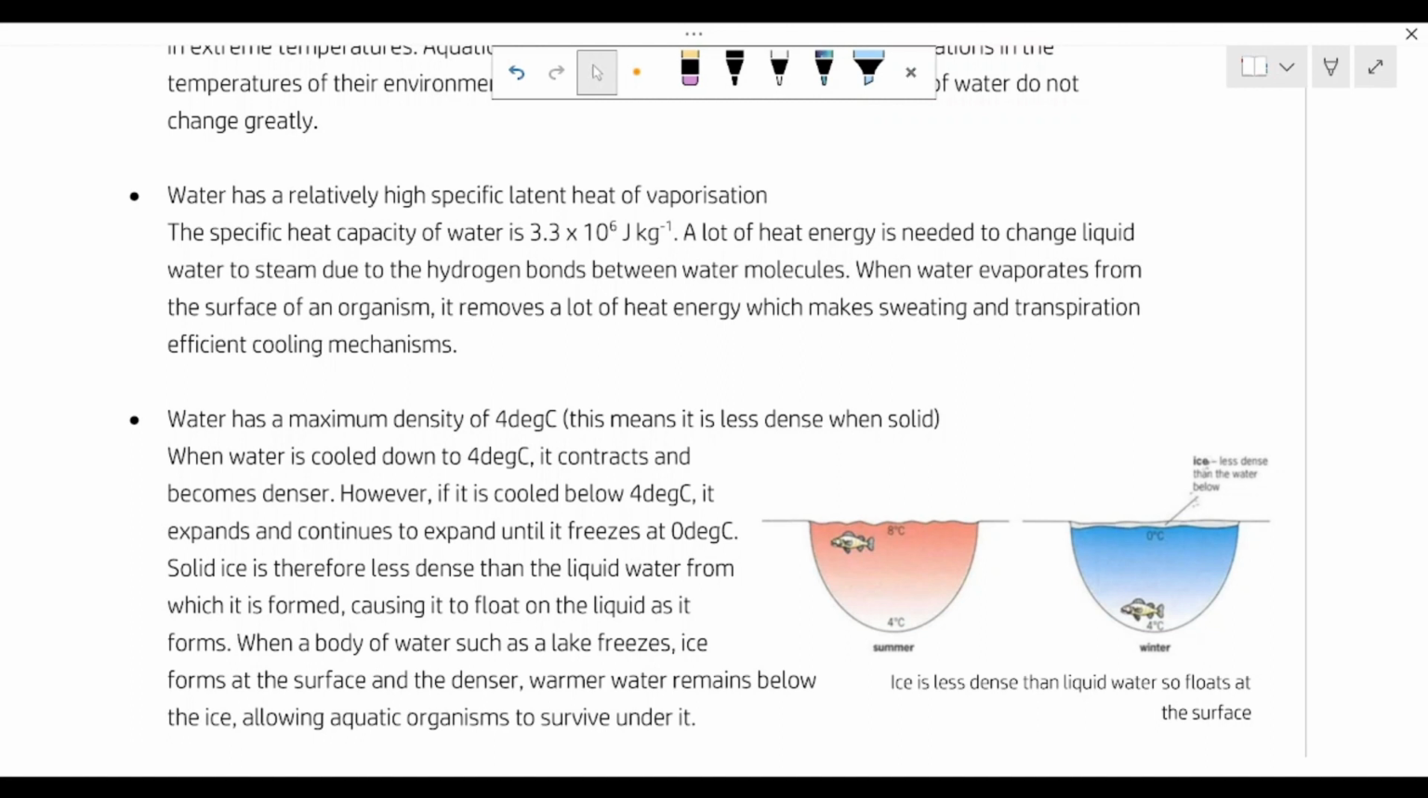And that's useful because when water evaporates from an organism, like when you sweat after a race, or like plants in transpiration, a lot of heat energy is removed.